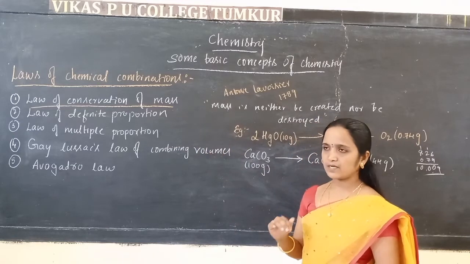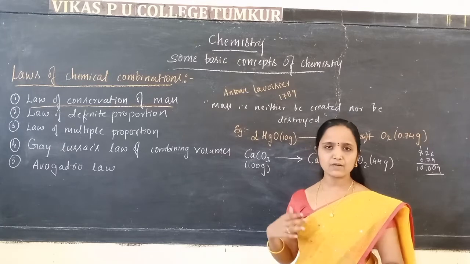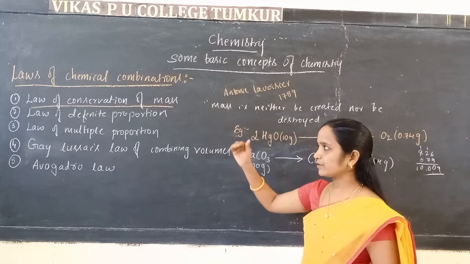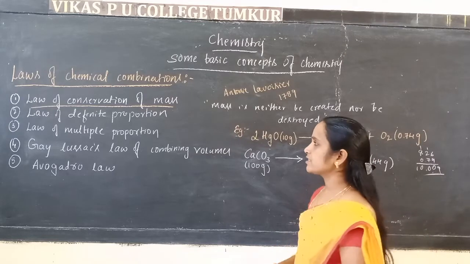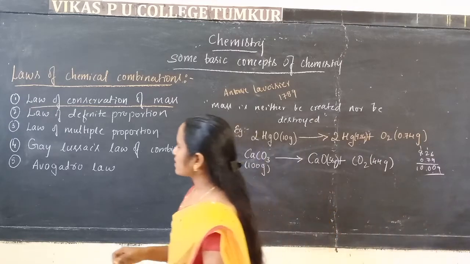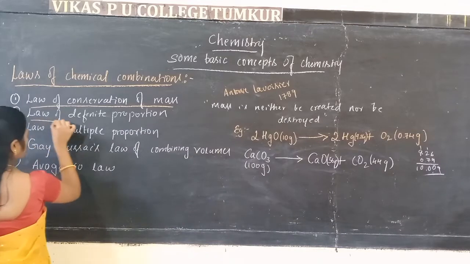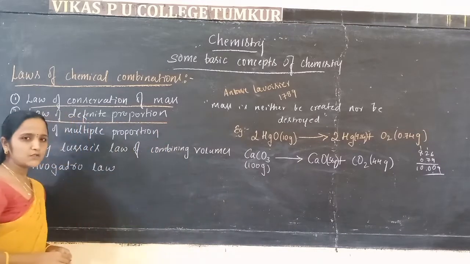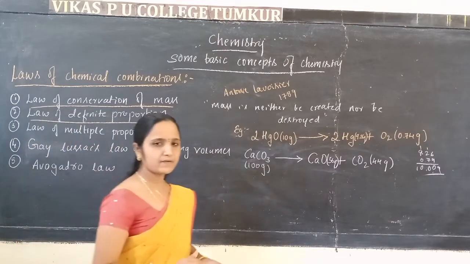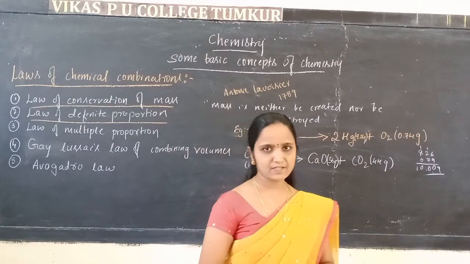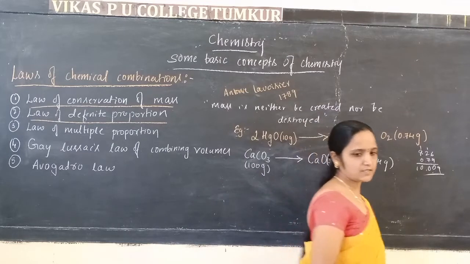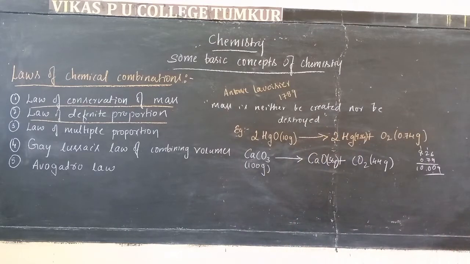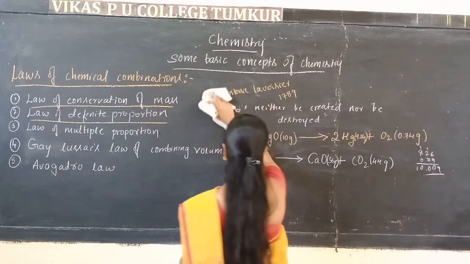That is, mass can neither be created nor destroyed. That is the statement of the first law. Next we will be discussing the second law, the law of definite proportions. This is also called the law of definite combination. We will discuss this now: the law of definite combination, or law of definite proportion.